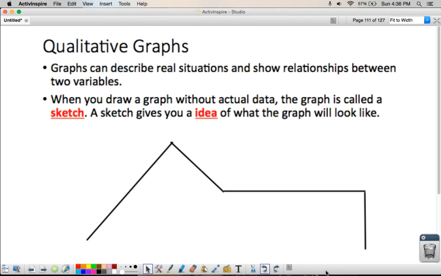All right, so for this last video, we're looking at qualitative graphs. Graphs can describe real situations and show relationships between two variables. When you draw a graph without actual data, so without numbers, this is called a sketch. And a sketch gives you an idea of what the graph will look like. So here, we have a sketch. We don't have any axes that are labeled, but it's just a general idea of what this graph is going to look like, whatever this information is.